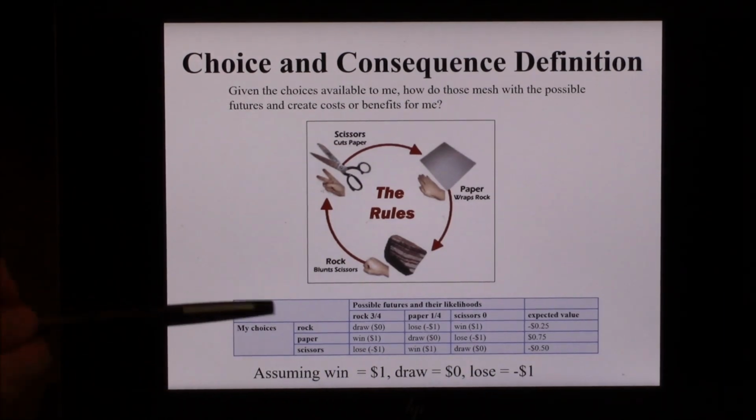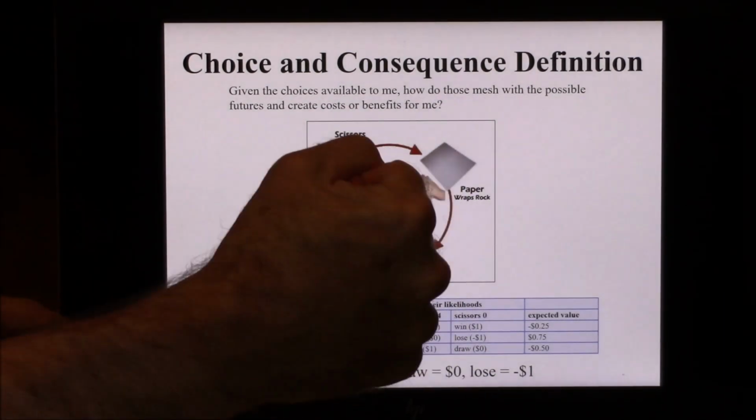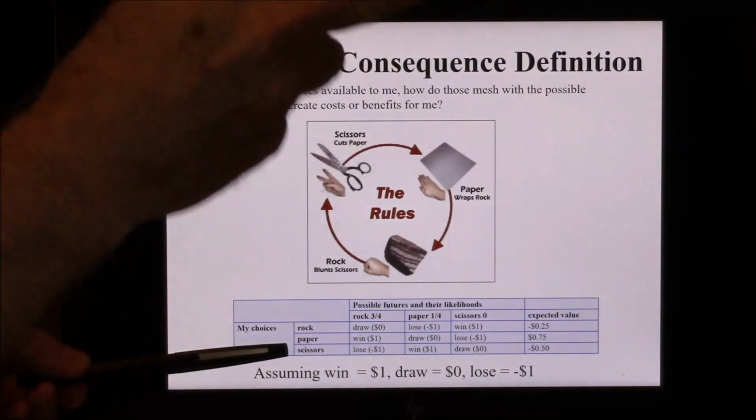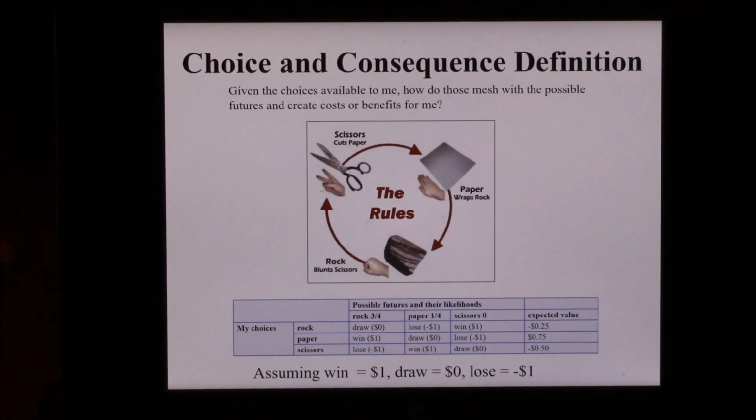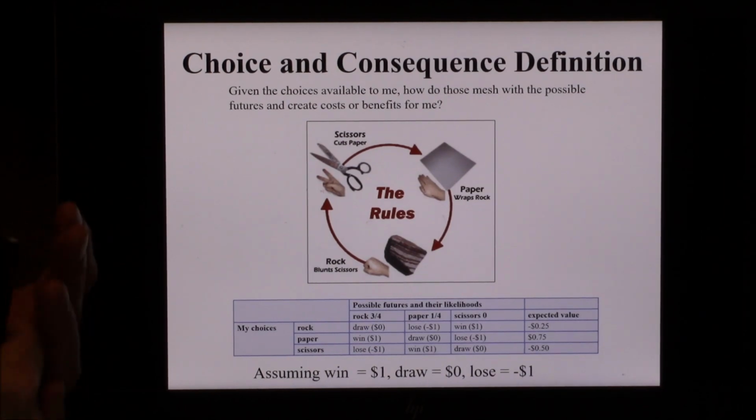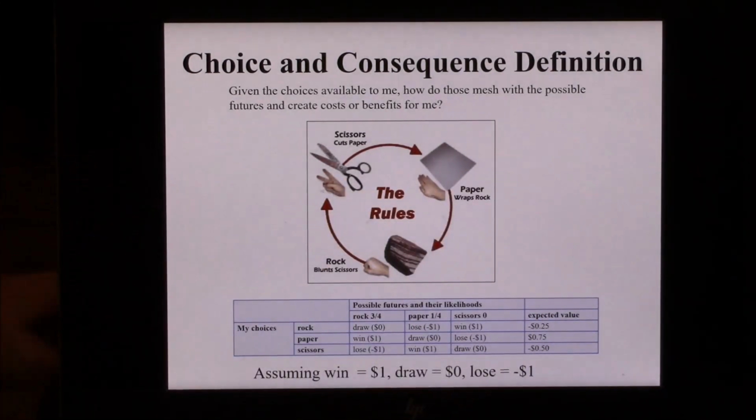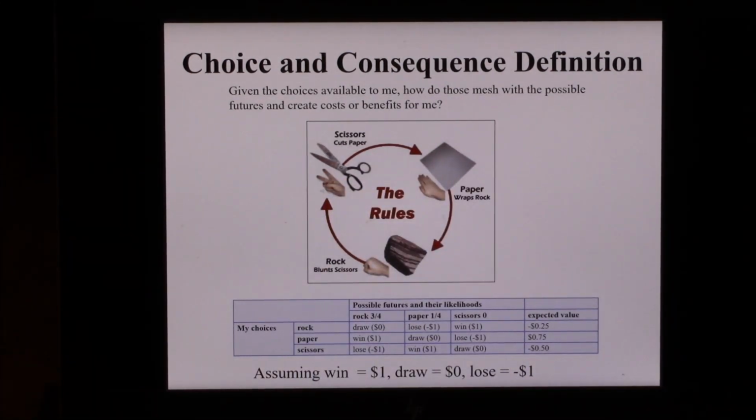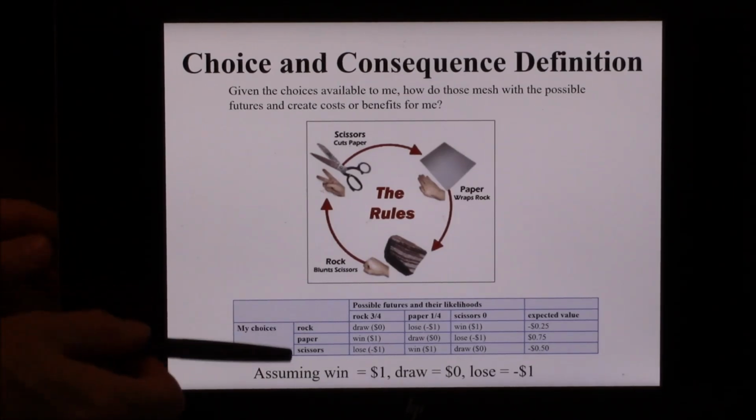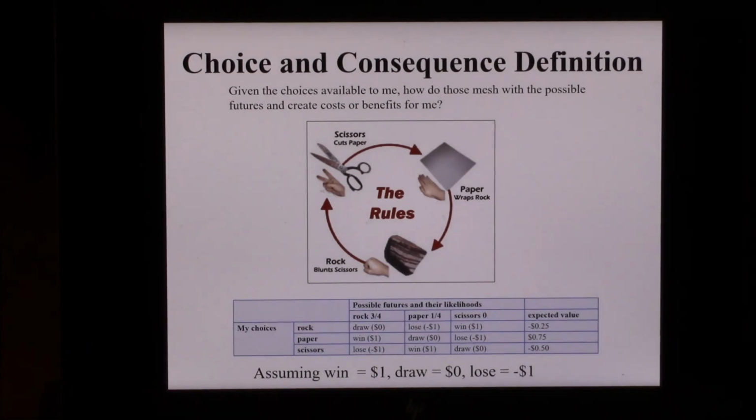Now, what choices are available to you? Well, I could pick rock, I could pick paper, or I could pick scissors. And we're going to bet $1 on this game every time. And if you win, you get $1. If you lose, you lose $1. And if you both do the same thing, then it's a tie and we do it again. And so here we're defining the choices and the consequences. Here are my choices, and in each cell are the consequences.